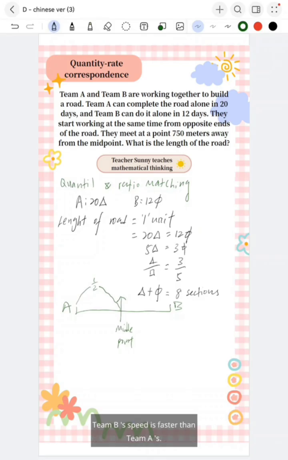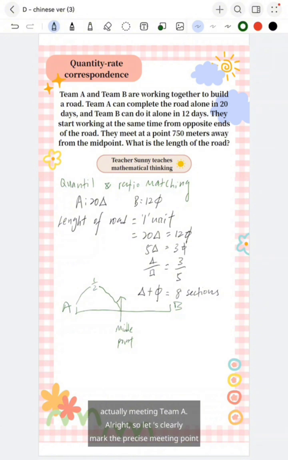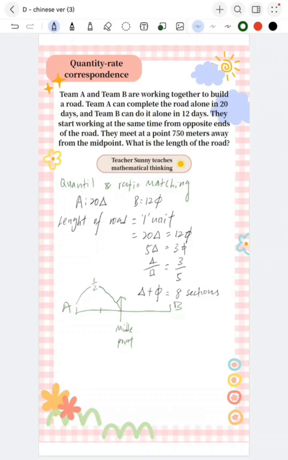Also, we know that Team B's speed is faster than Team A's. So that means Team B must have definitely passed the midpoint before actually meeting Team A. Alright, so let's mark the meeting point right here. This is the exact meeting point. That is to say, 750 meters is right here. This is 750 meters.